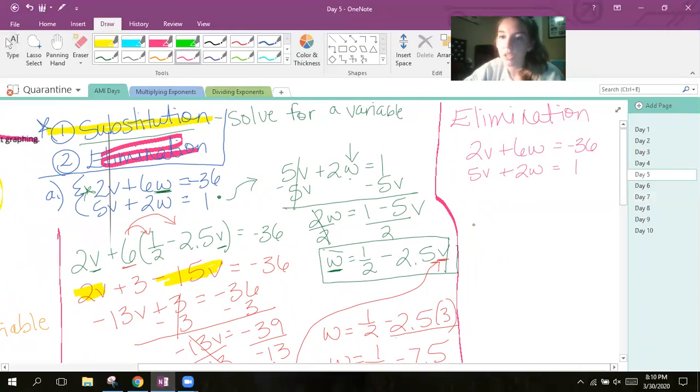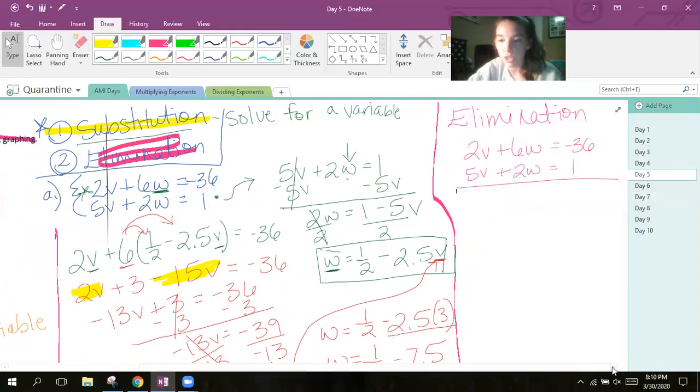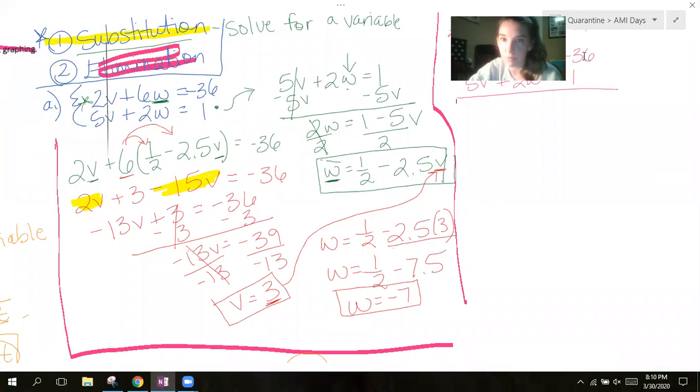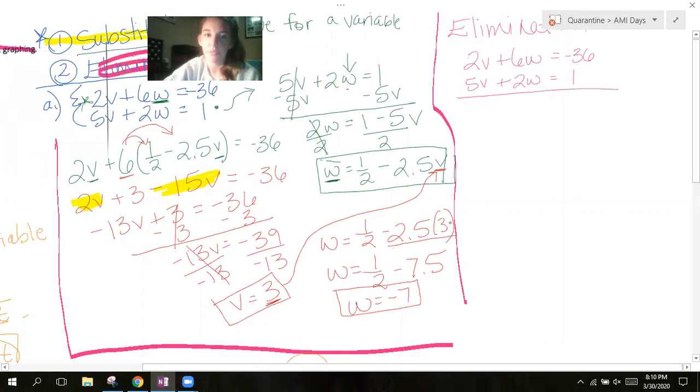Okay, so in order to eliminate a variable, you have to have your variables match up, which in this case they don't, okay? So your first step is going to be to change them somehow. Let me see if I can make this bigger so we can see what we're doing here. Just kind of ignore this side over here with our substitution notes. So what we're going to have to do is multiply one of these equations by something so that it has a variable that matches up, okay?